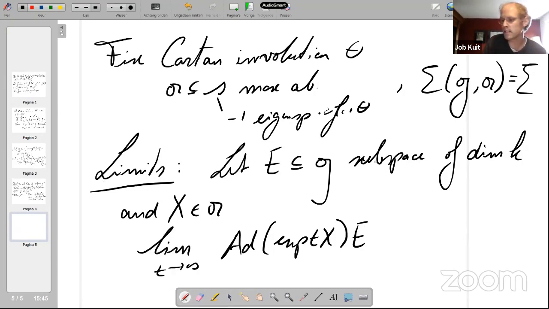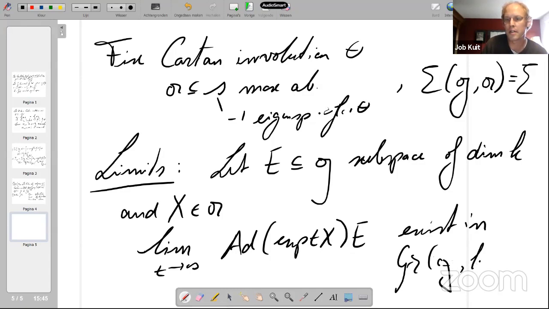So this limit makes sense in the Grassmannian of subspaces in G of dimension K. Such limits always exist, and they also have somewhat nice properties. So in general, it's for example true that if E is a subalgebra, then also the limit will be a subalgebra. So nice properties of subspaces are being preserved. Let me give a very concrete example.